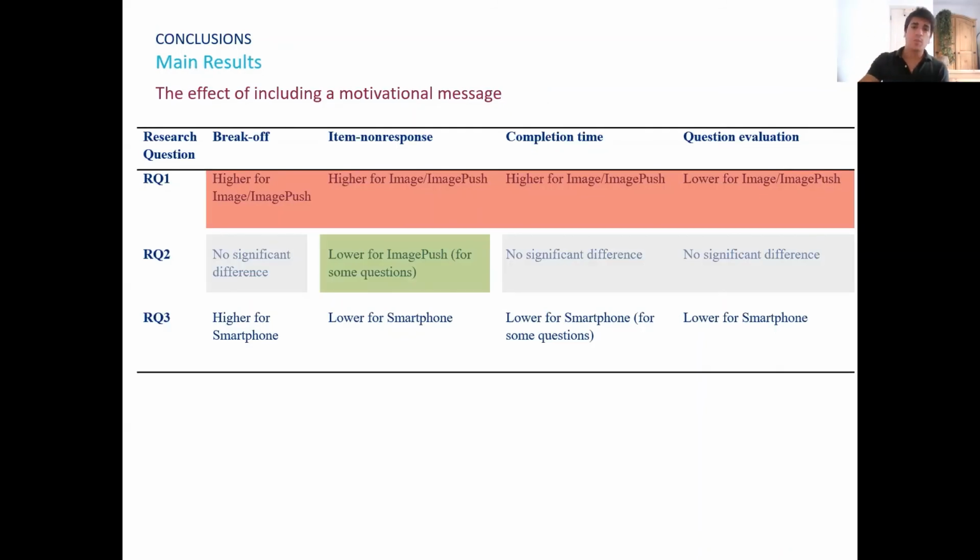When it comes to motivational messages in general, we don't find any significant impact. But we do find an impact where it is more interesting to find an impact. We see that for some of the questions, we can slightly reduce item non-response. So considering that there are no negative effects, it seems like a good option, at least to include it, because it might reduce the item non-response for some of the questions.